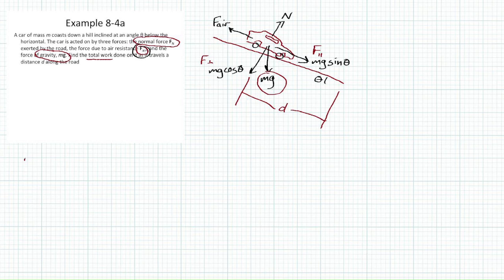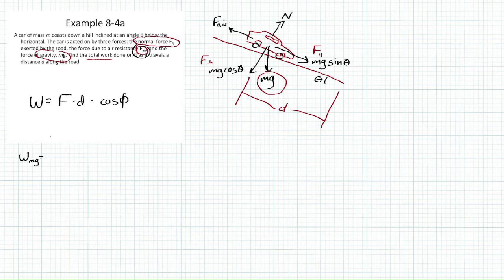So I'll say W, let's draw that in black. Not the work of the car, right? The work done by gravity on the car. Work done by gravity, mg, is what? Well, I'll tell you what. Let's just refresh real quick. What is our equation for work? That would be work equals force times distance times the cosine of the smaller angle between that force and the direction of motion.